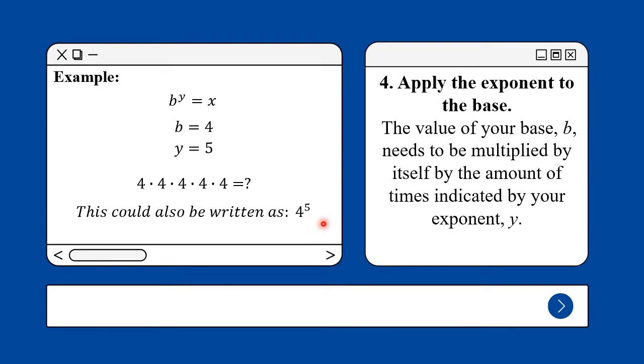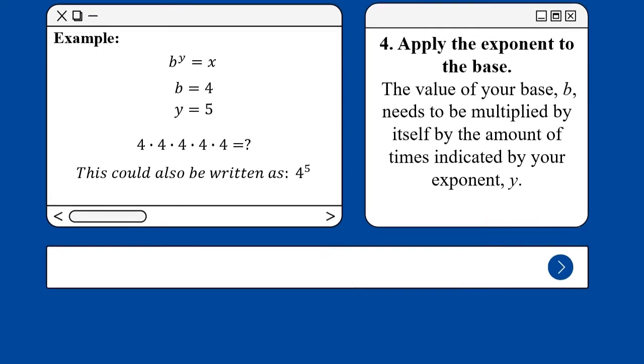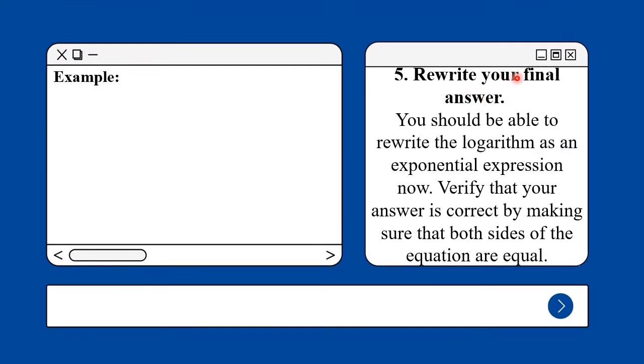Lastly, let's rewrite our final answer. So from 5 is equal to logarithm of 1024 base 4, we can rewrite this exponentially as 4 raised to 5, which is equal to 1024. If we do the checking, we will multiply 4 5 times to itself: 4 times 4 times 4 times 4 times 4, and that is also equal to 1024.